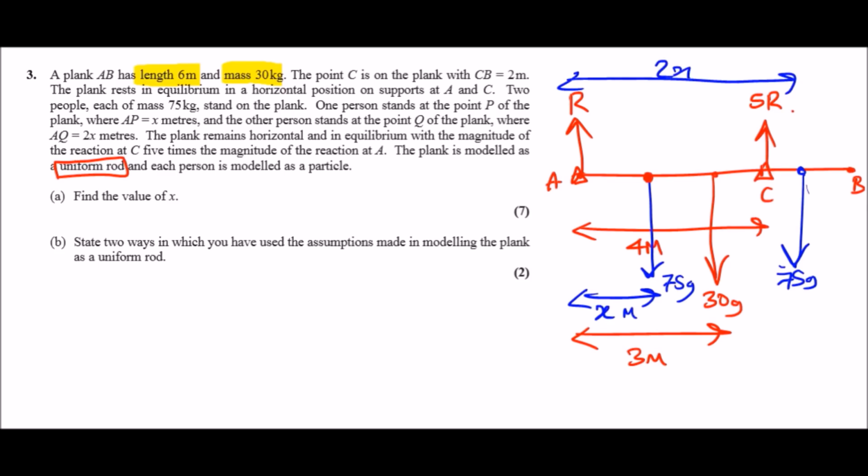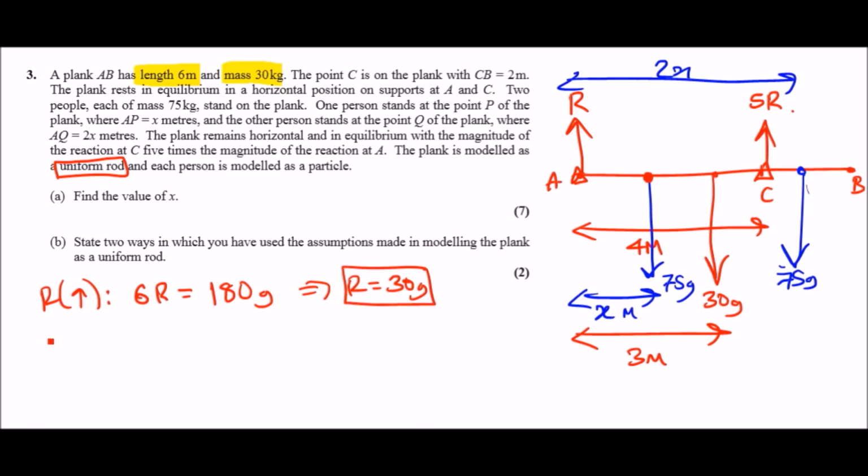And now we can just resolve vertically to find the value R and then take moments about A to find pretty much X. So let's do that. Firstly, resolving upwards, we can say that we got R plus 5R, which is 6R. And now resolving downwards, we got 75 plus 75 plus 30, which is 180 g. This means that R must be equal to, divide by 6, and you should get 30 g. Alright, so that's one bit done.